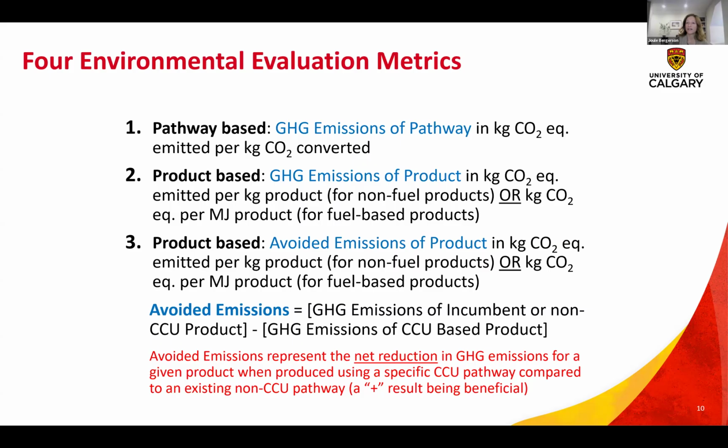The first one is just looking at the amount of CO2 that actually gets emitted to the atmosphere for every kilogram of CO2 that you convert, right? This allows us to make the fair comparison across all of these things, regardless of the function that they're actually providing. The next one is the product base. You could go into the transportation fuels subset of these pathways and look at the CO2 that's emitted for every kilogram or megajoule of product produced. And then the avoided emissions are the difference between the emissions that come from your pathway compared to what you're doing today, the incumbent pathway.